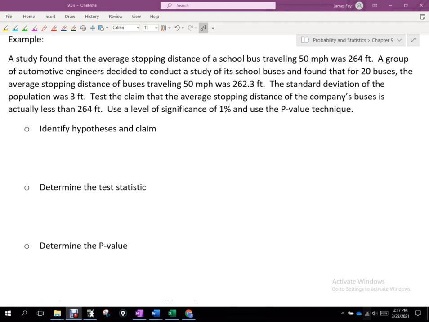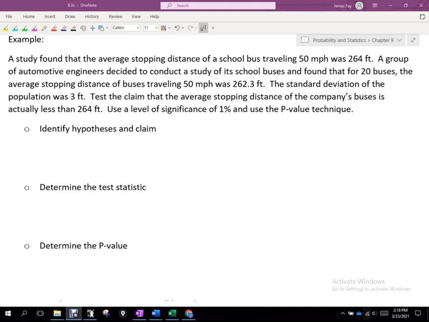But this is something that people are interested in. I want my bus to be able to stop, right? Sometimes cars will use this type of data or study to produce advertisement or marketing. A lot of times you'll see the antithesis of this. A lot of people want to buy a car that's fast, right? So it says this car accelerates from 0 to 60 in X amount of seconds. It's really the same idea, except instead of stopping, we're accelerating.